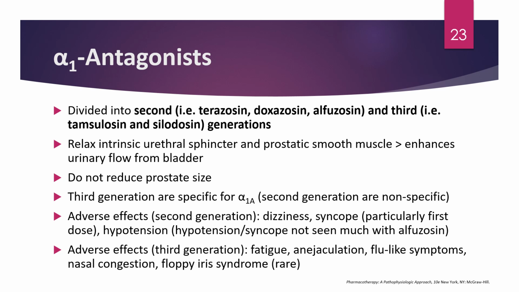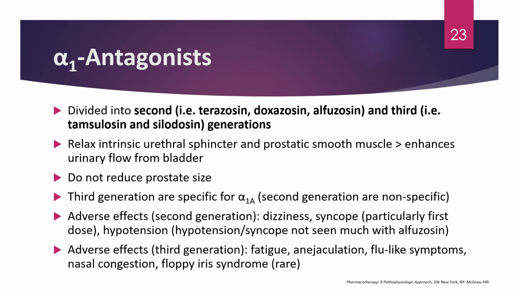The alpha-1 antagonists relax the intrinsic urethral sphincter and prostatic smooth muscle, which enhances the urinary flow from the bladder. So remember that we have all those alpha-1A receptors on our prostate, and they essentially can promote contraction of that prostate. We essentially want to promote relaxation of that prostate so that urine can flow out of the bladder properly. These agents do not reduce prostate size, as you will see with the 5-alpha reductase inhibitors that we are about to get to.